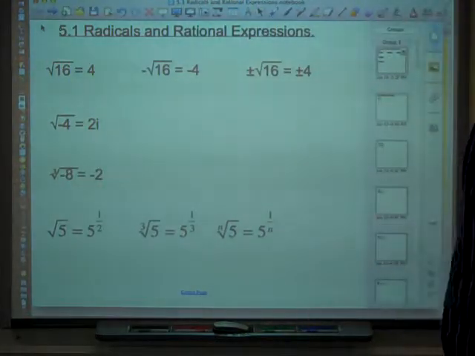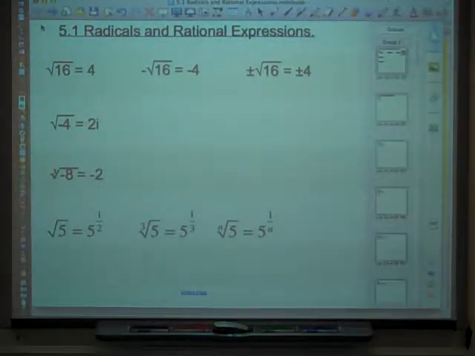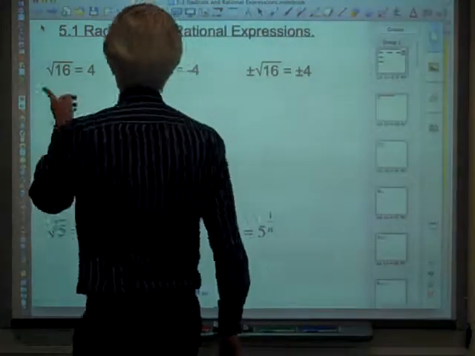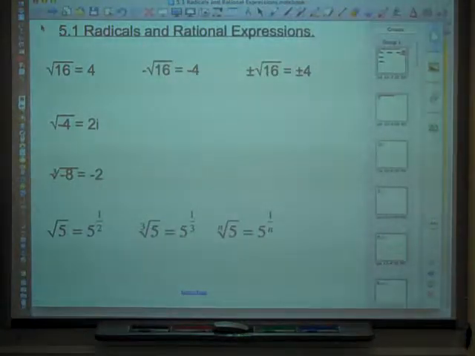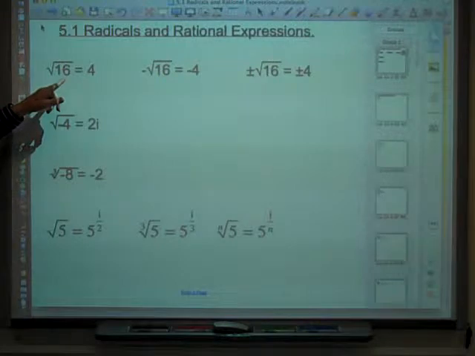So, chapter 5, we did 1 through 4, first semester. Computers down, please. Radicals to start with. Square root of 16.